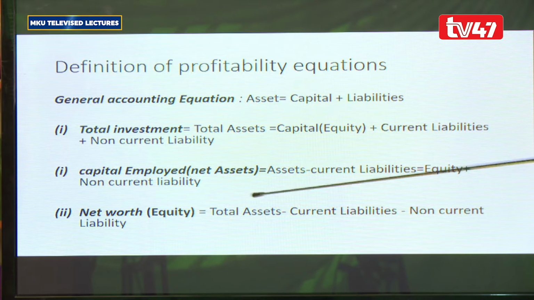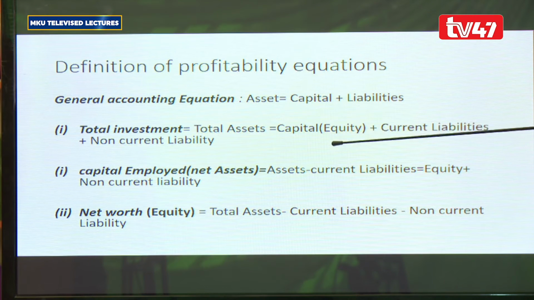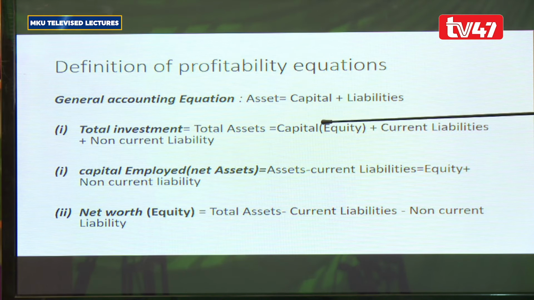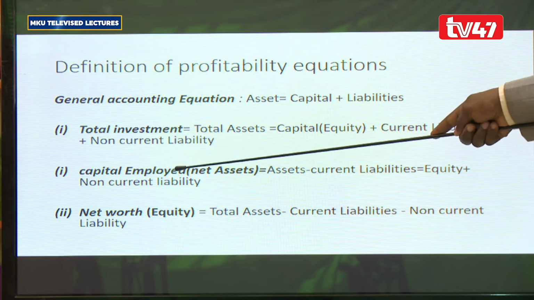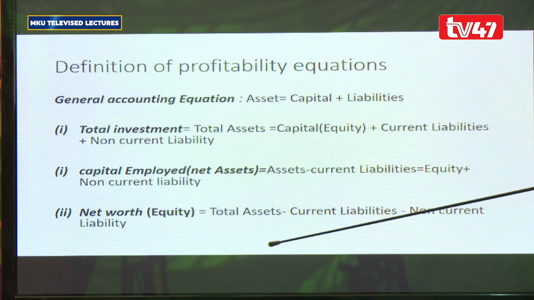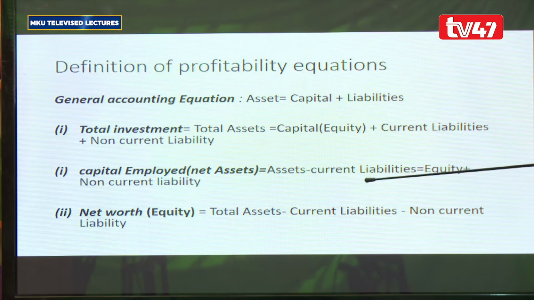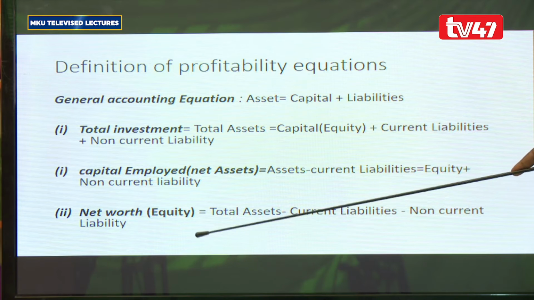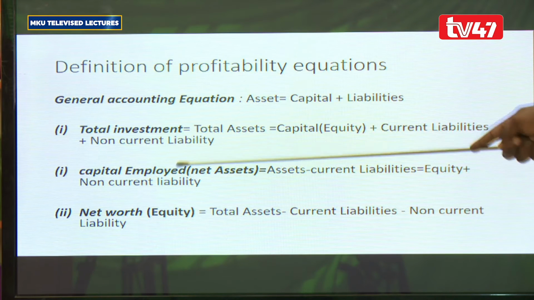So total assets can also be calculated by taking the total equity, which is the same as capital, plus all the liabilities, which are made of current liabilities plus non-current liabilities. When you go to capital employed, we are narrowing down. We are now not looking at the total assets, but we are deducting the current liabilities from the total assets to get the capital employed.